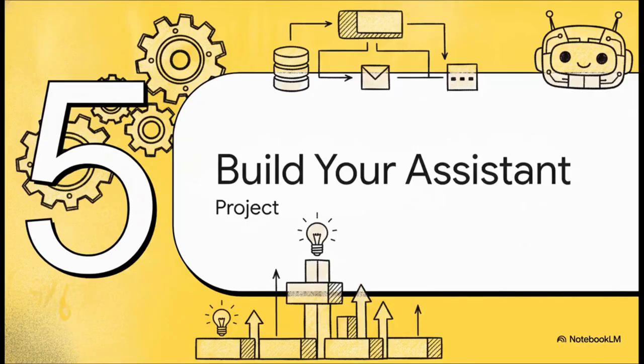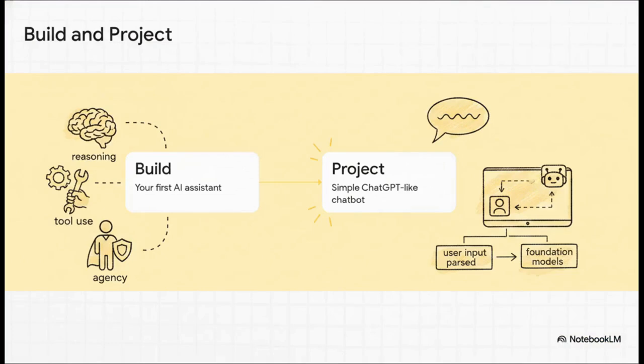Finally, Section 5, Building Your First Assistant. All right, so the curriculum moves from all that theory right into practice with two very clear steps. Step 1 is where you actually build your first AI assistant, taking those concepts of tool use and reasoning and applying them into a working model. Then, Step 2 is the big, culminating project for this module, creating a simple ChatGPT-like chatbot. The whole idea is to build that conversational interface that sits right on top of these foundation models.